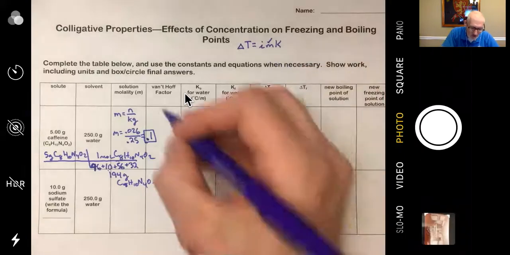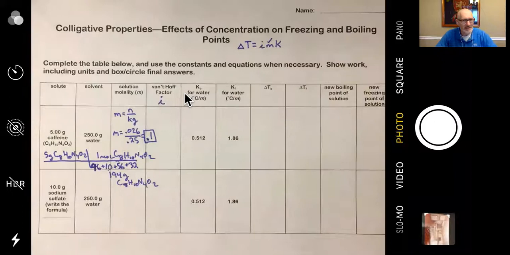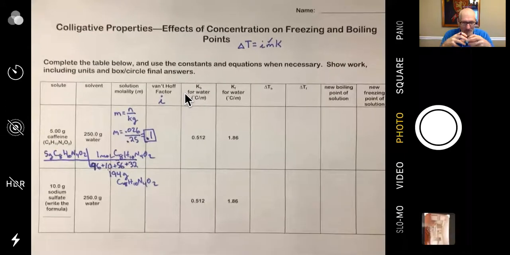I, the Van't Hoff factor, that's what I is. And really what you have to remember for the Van't Hoff factor is simply this. If it is an ionic compound, you want to figure out how many ions are in the compound itself, so that when you dissolve it, it breaks into however many ions. And we'll look at that in this second one in just a minute.